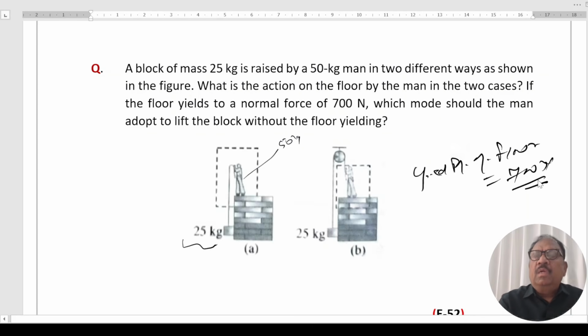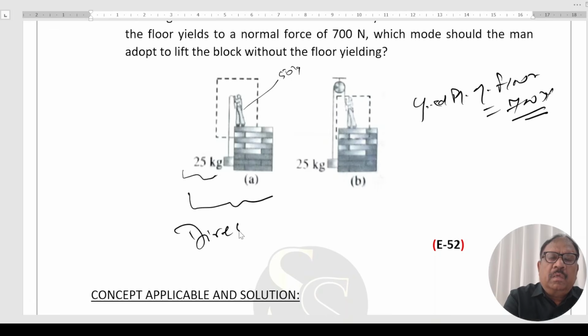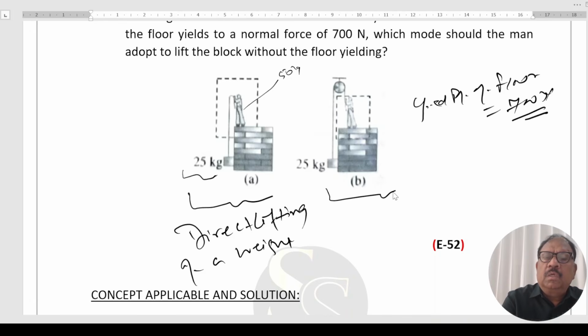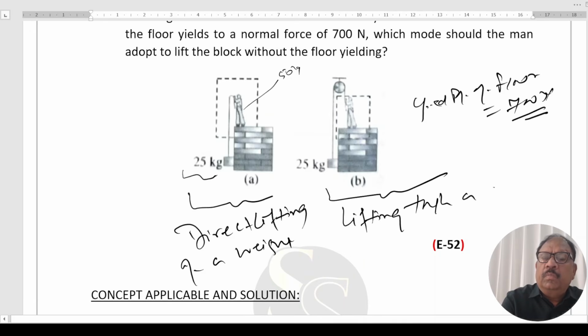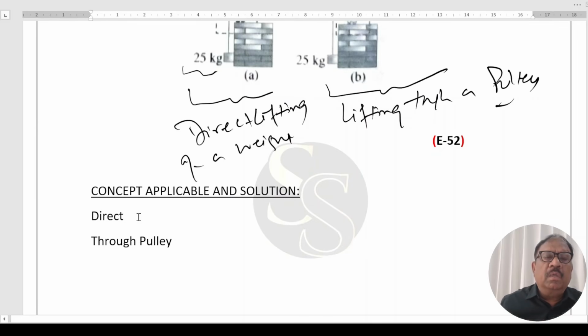Means, in which case the force is less than 700 Newton, that will be favorable, right? Now, two cases are there. This is direct lifting of a weight. This is lifting through a pulley, right? Now, in the direct case, what is the free body diagram?